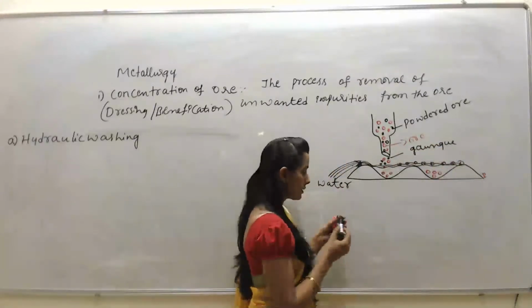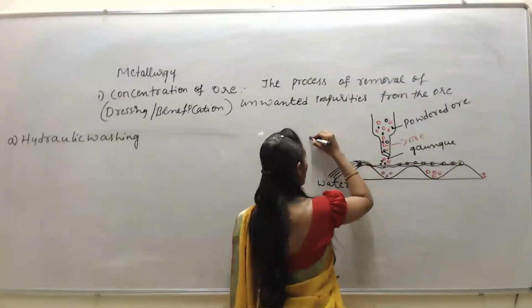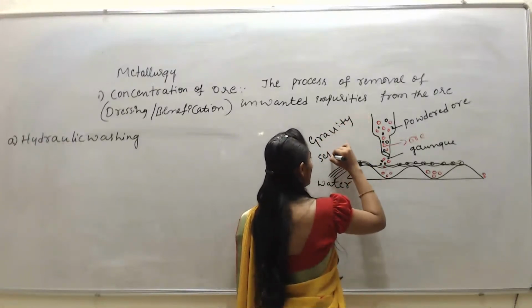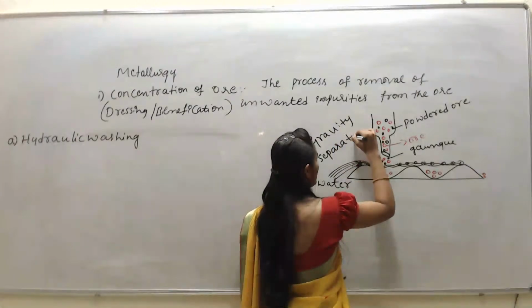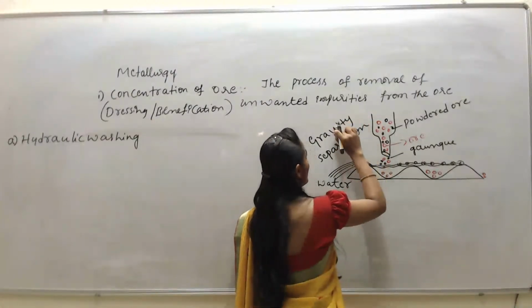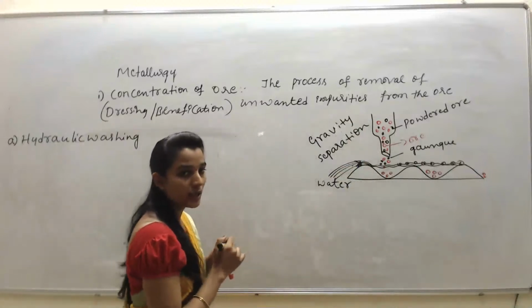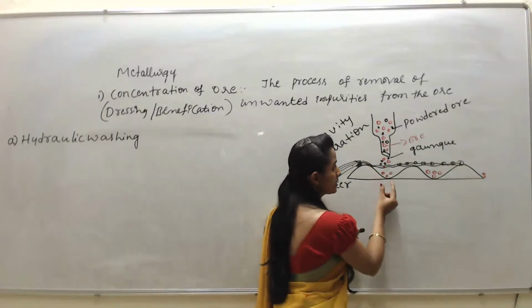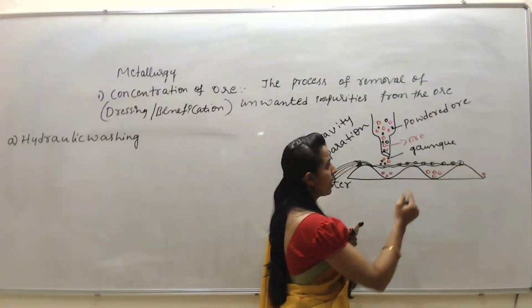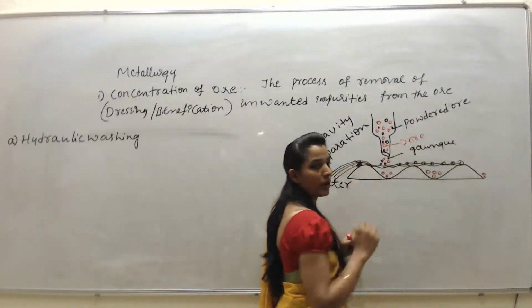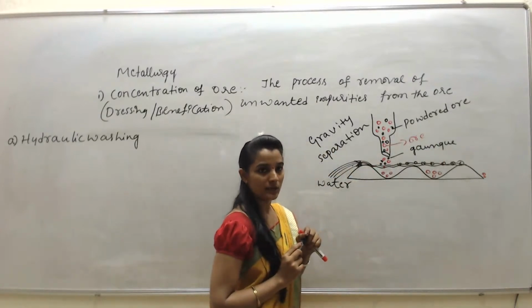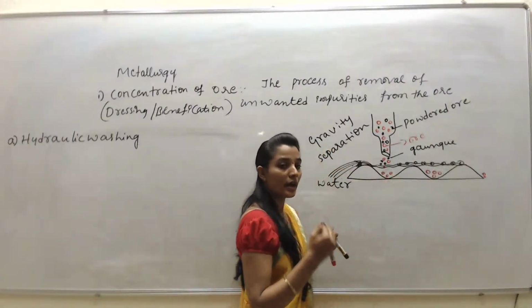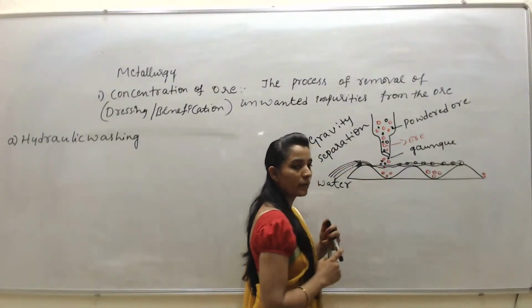Okay, then what happens? So listen, this is also called the gravity separation method. It is also called hydraulic washing as well as gravity separation. Why? Because of the difference in gravity of ore particles and gangue particles, this separation method takes place. Ore particles have higher gravity than the gangue particles.